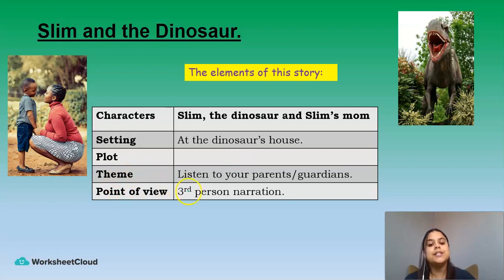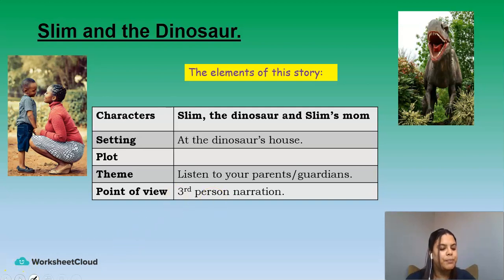And point of view, it's third person narration because it's told from somebody else. Okay, if Slim was telling the story, we would start our sentences with I, or my. And because we are calling him Slim and the dinosaur, we are speaking in a third person narration.